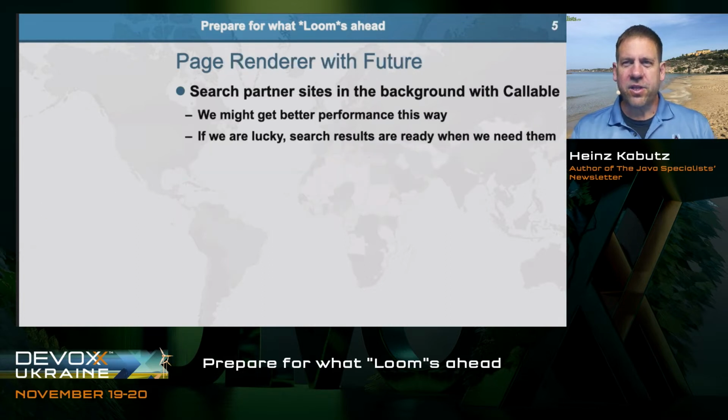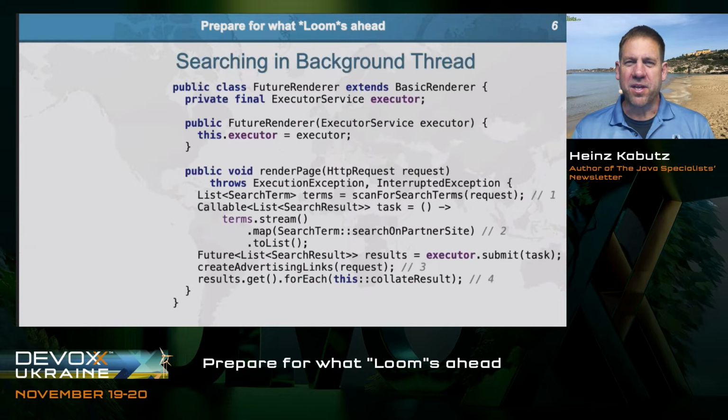So here's how to do it if you wanted to use a normal thread pool with a callable. And we might get better performance this way to some extent, because we will be able to do a search, and with the search we can at the same time already produce the advertising links, and hopefully they'll be a bit faster. And so this is the idea.